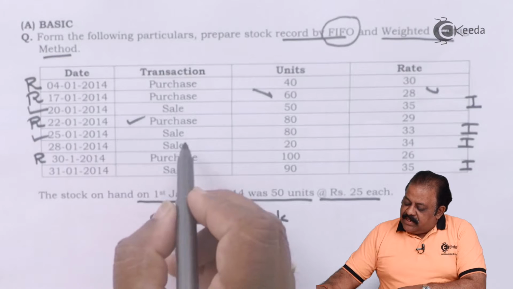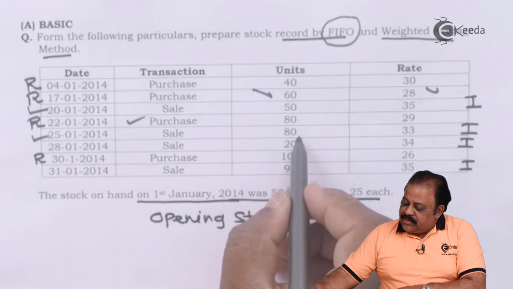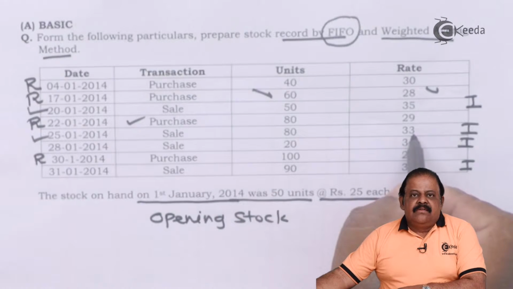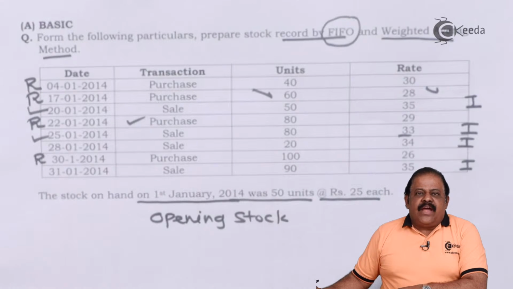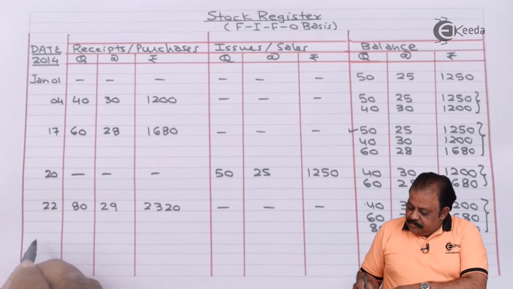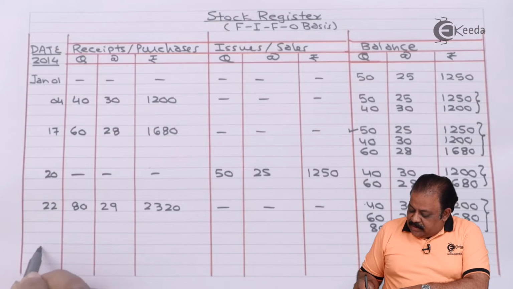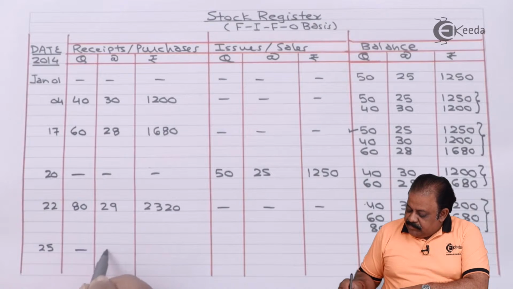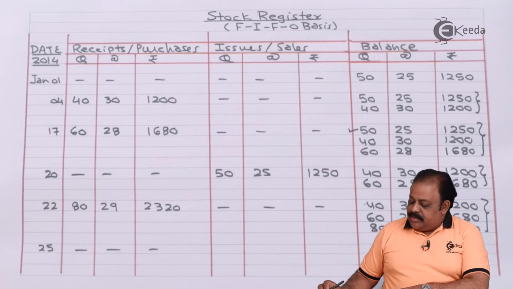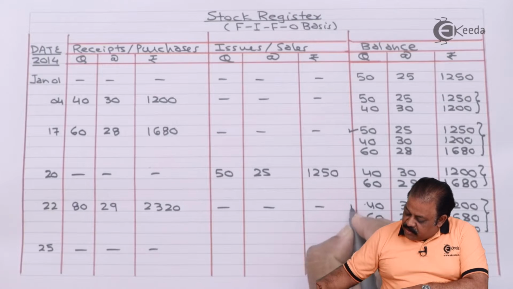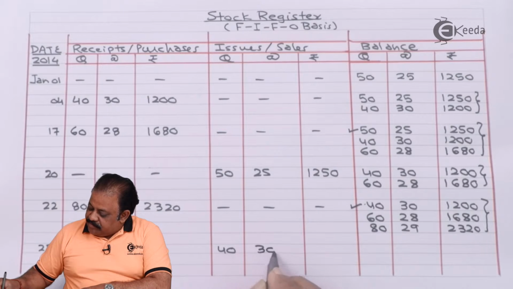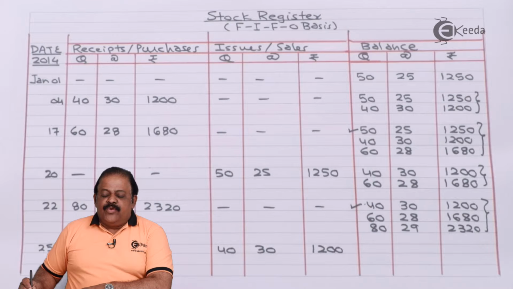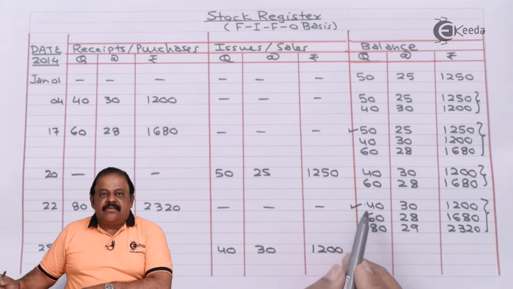On 25th of January, there is a sale of 80 units at the rate of 33. But selling price has to be ignored. We are required to record issues at cost. In date column, we will be putting the date 25th of January. There is issue of 80 units. So first we will be selecting the oldest stock 40 units at the rate of 30, 1200. Total issue is 80 units. 40 units we have selected here.